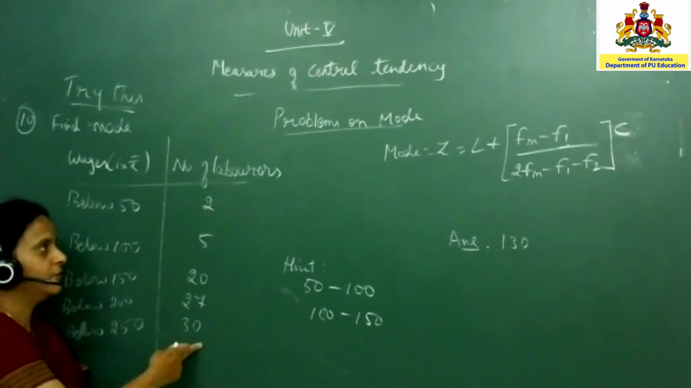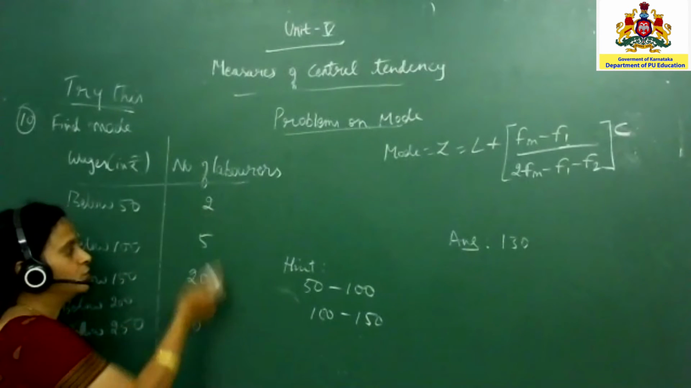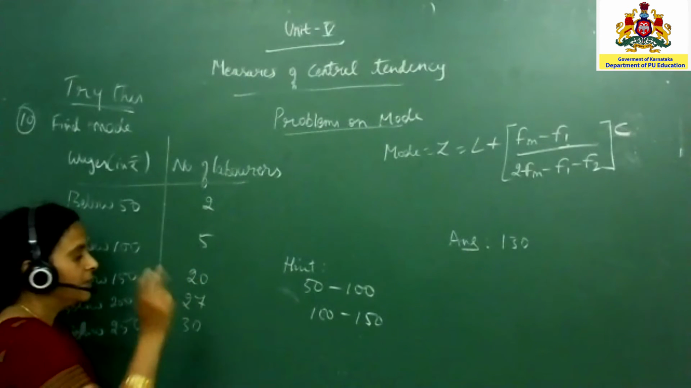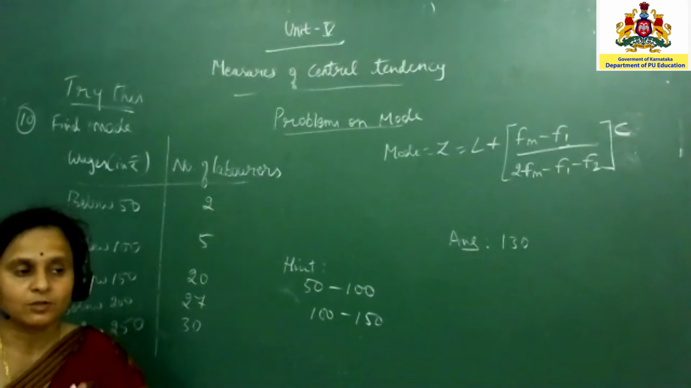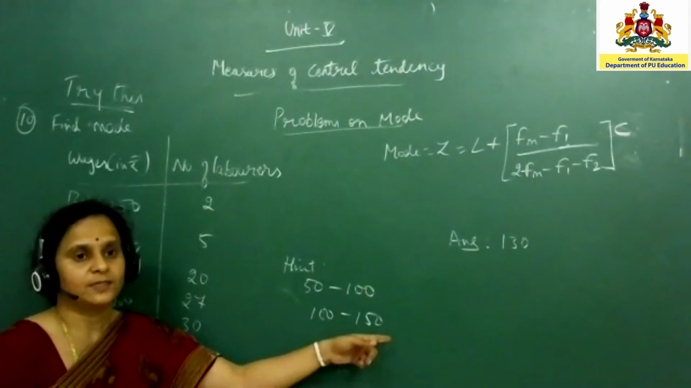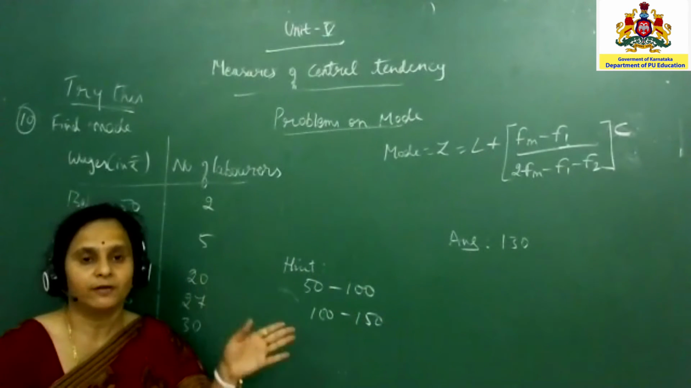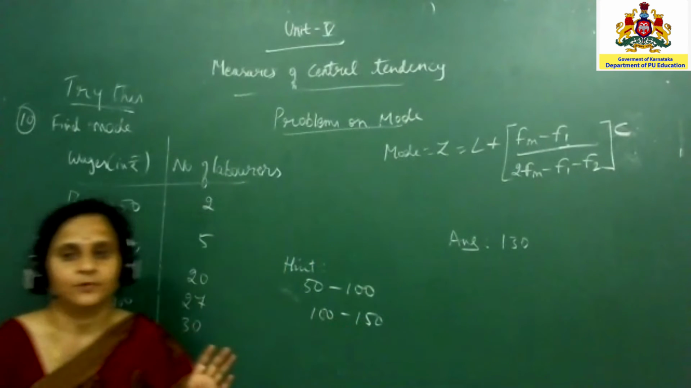And change the frequencies. The first frequency will be 2, the second frequency will be 5 minus 2, then 20 minus 5, 27 minus 20. Like that, change the frequencies. So you'll get the exclusive class intervals with the frequencies. Continue the same way, get F1, Fm, F2, substitute, and you'll get the answer as 130. So try this problem.